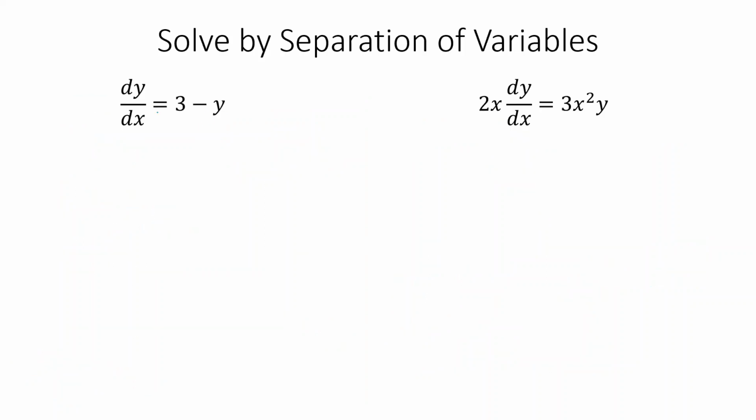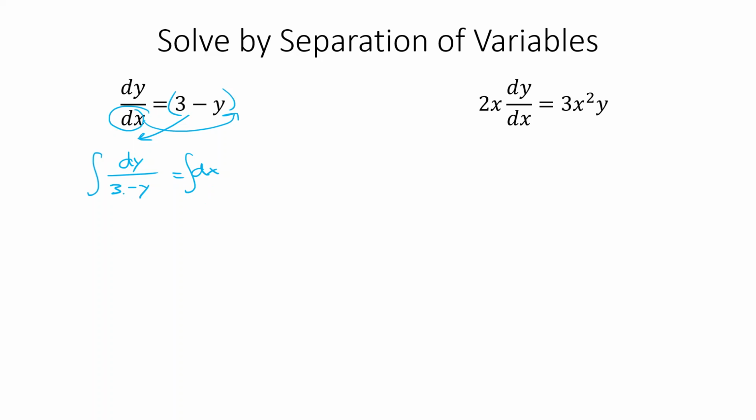All right, so let's see if we can solve each of these. So let's see, I can move the dx up over here, and I can move this guy, 3 minus y, down over here, and I get dy over 3 minus y equals dx. And now we can integrate both sides.